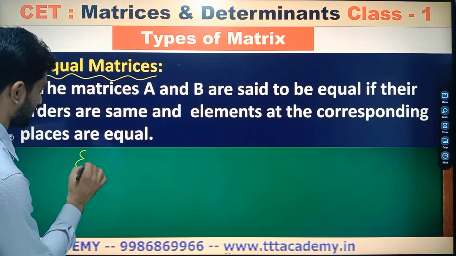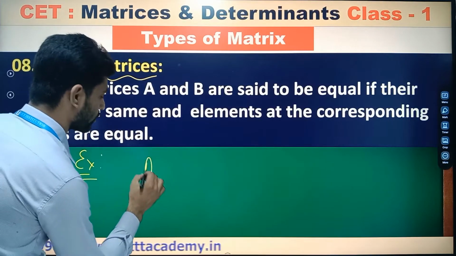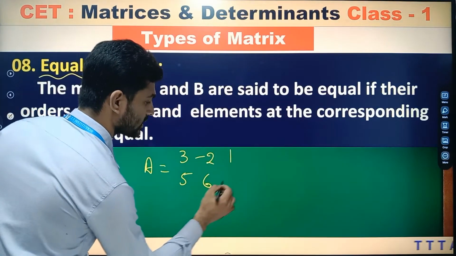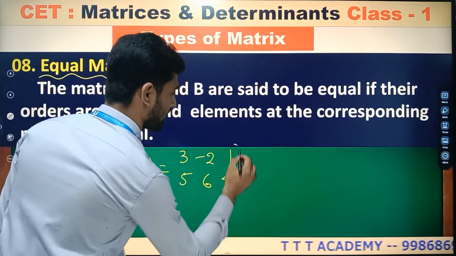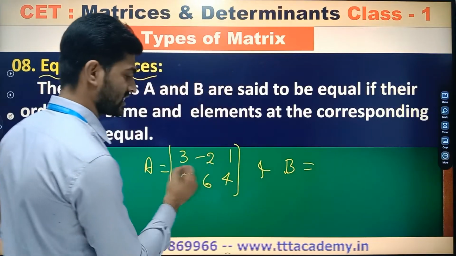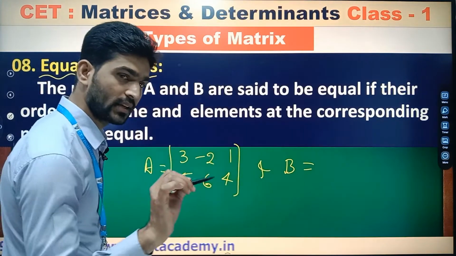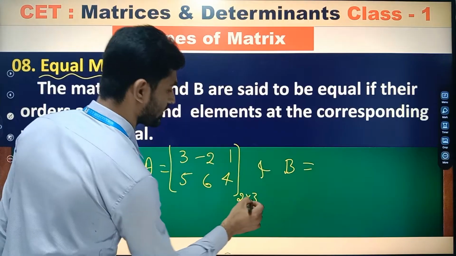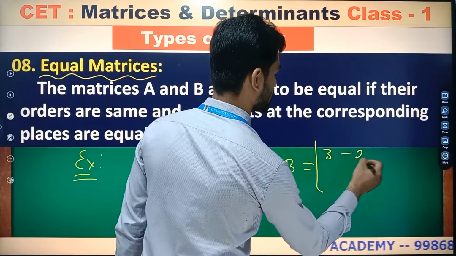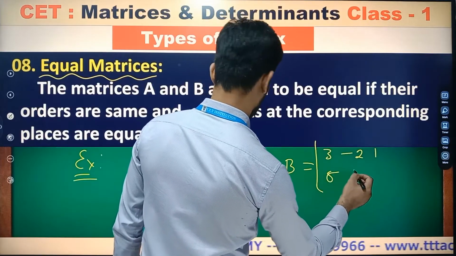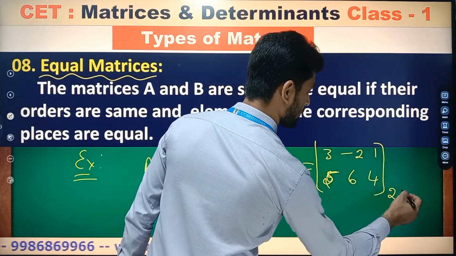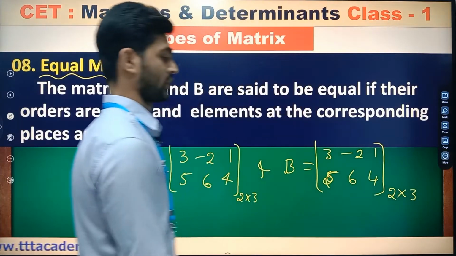Suppose, dear students, take an example. A equal to 3 minus 2 1 5 6 4. Okay, this is the A matrix. And one more example I am taking, that is the B matrix. What is the size of A matrix? The size of A matrix is 2 rows into 3 columns. Coming to the B matrix, again 3 minus 2 1 5 6 4. You can observe here that it is 2 rows into 3 columns.